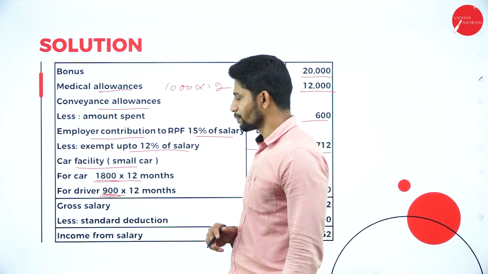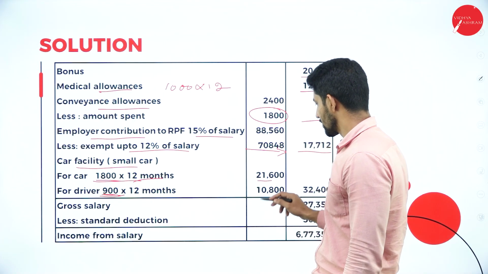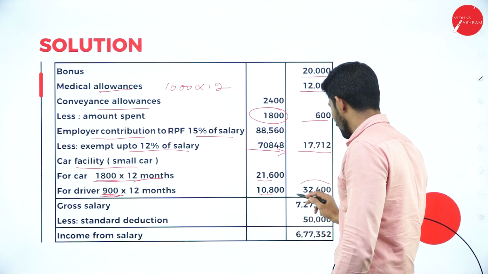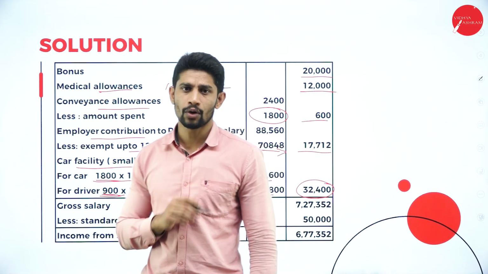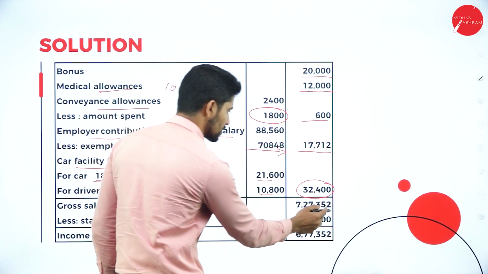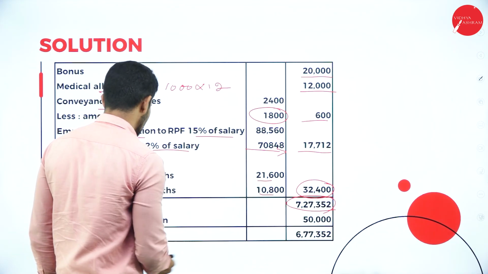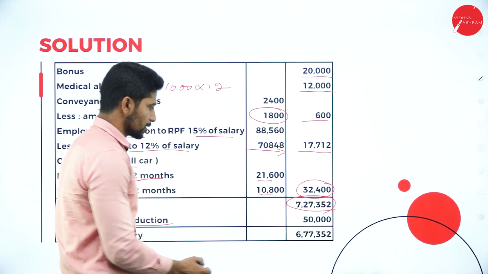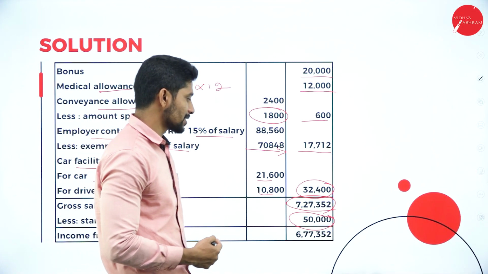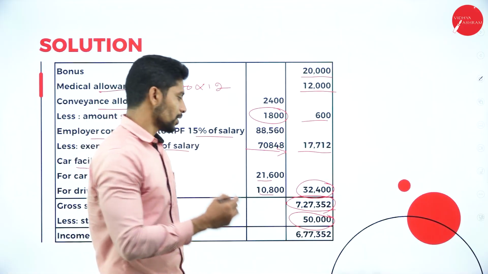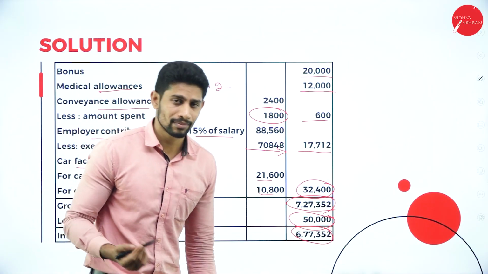So here he provided a small car. If you compute the value for 12 months, you will get 21,600 and 10,800, total of 32,400. Now total the outer column. Total the outer column, you will get a total of 7,27,352. From this, deduct the standard deduction. The standard deduction is always 50,000. The balance you will get is 6,77,352 rupees. This is called income from salary or taxable salary.